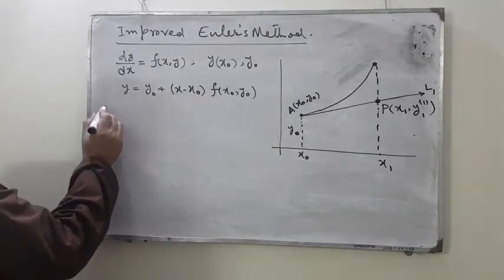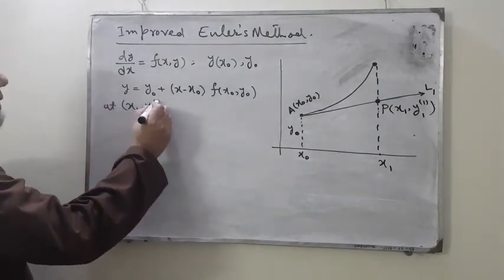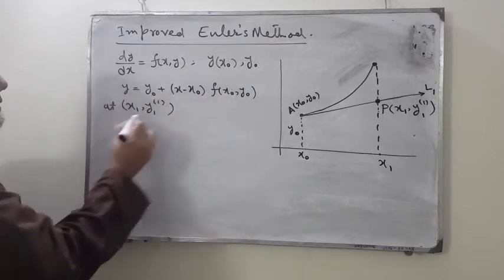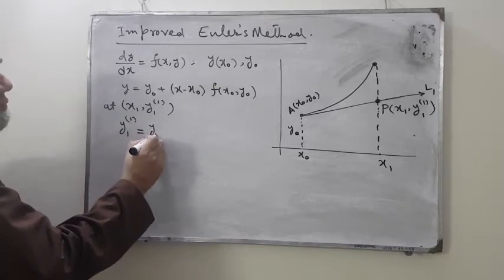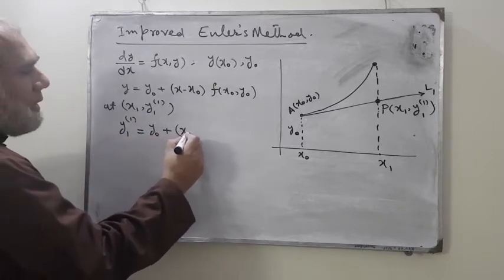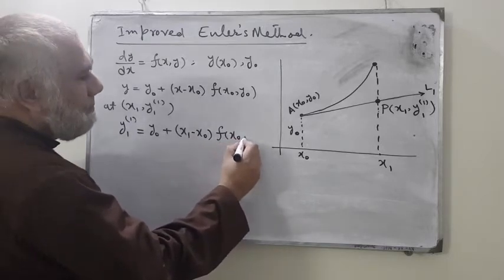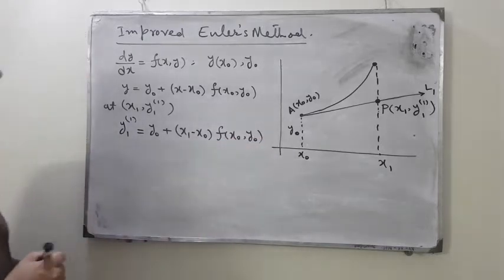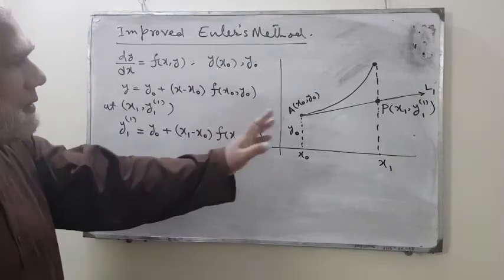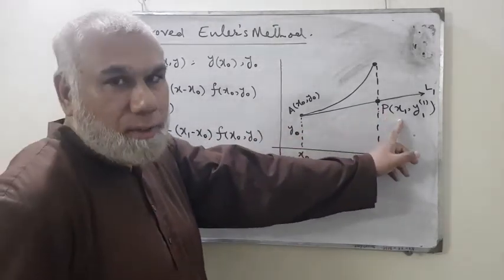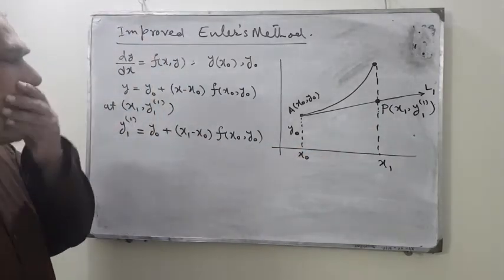Now this point having coordinates x1 with y1,1 is lying on this tangent line, so it must satisfy this equation. So here we can write down at x1, y1,1, this equation takes the form y1,1 equals y0 plus x1 minus x0 times f of x0 and y0. So this is the equation after putting the coordinates of this point P into this equation.